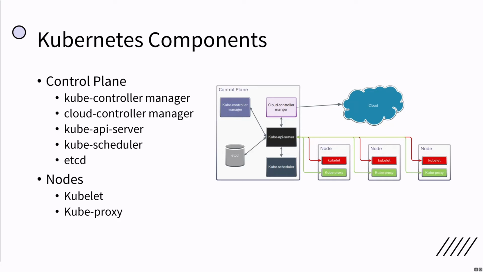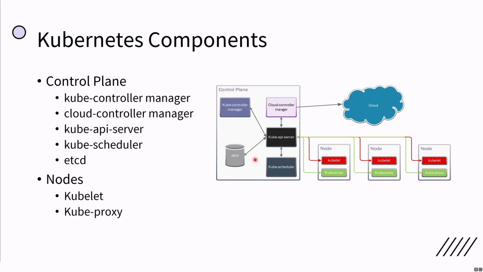Here we have the various Kubernetes components. As you can see, we've got the control plane that keeps things such as the Kube Controller Manager, the Cloud Controller Manager, the Kube API Server, the etcd volume, and then the Kube Scheduler. Here we have 3 nodes. Each of them has the Kube proxy installed on it, as well as kubelet services. And then we are connected out to our cloud right here.